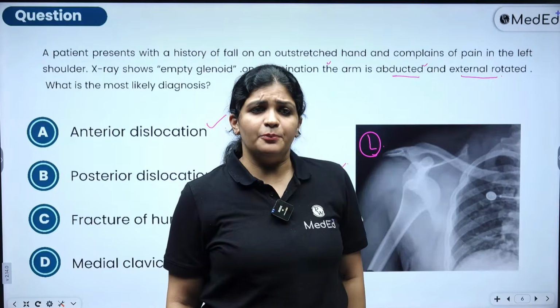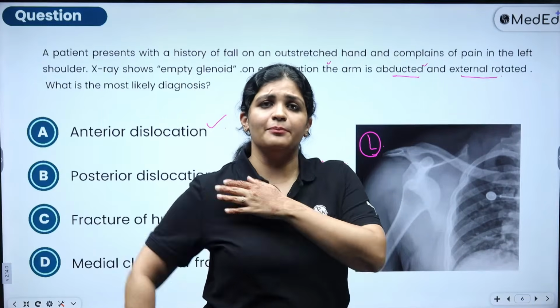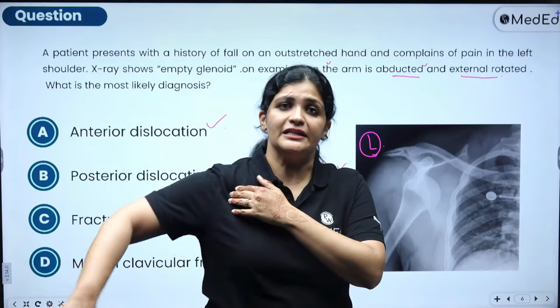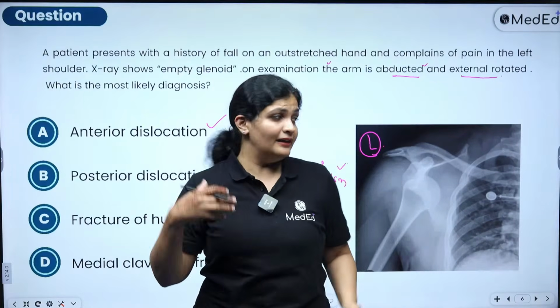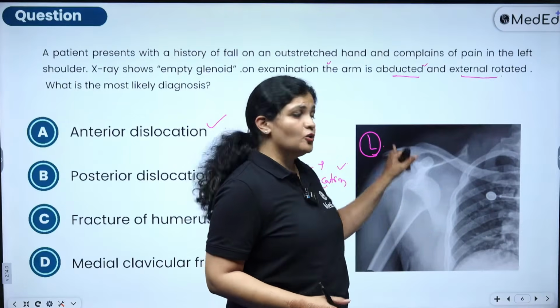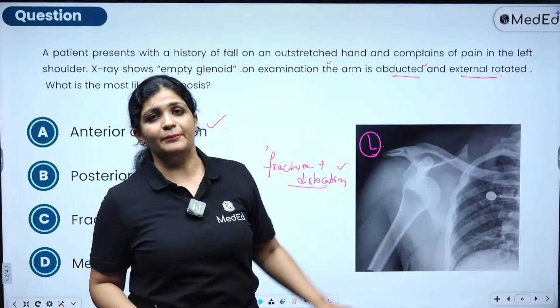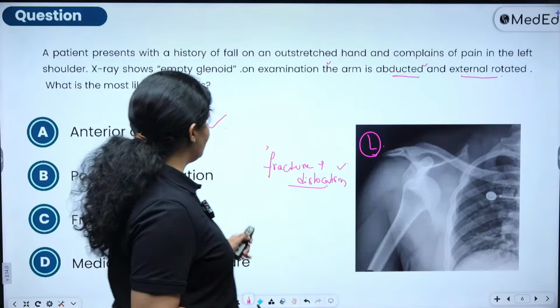What will happen in the posterior dislocation? In the posterior dislocation, the mechanism is different. There is an adduction and internal rotation, which is opposite to your anterior dislocation, and the head goes posteriorly. It goes behind the glenoid. So let me show you the X-ray.